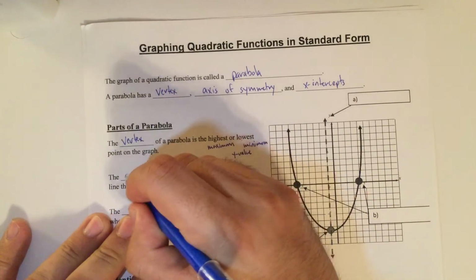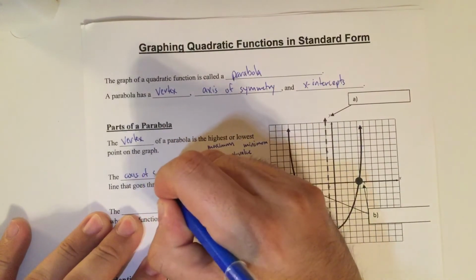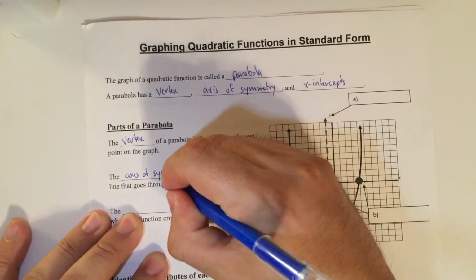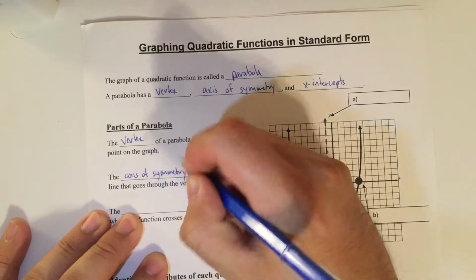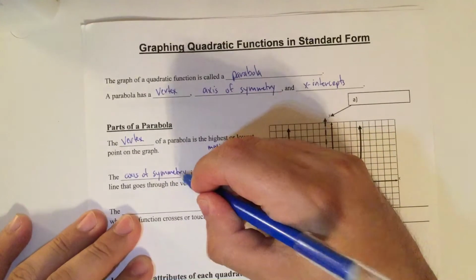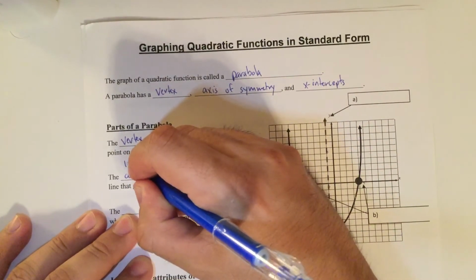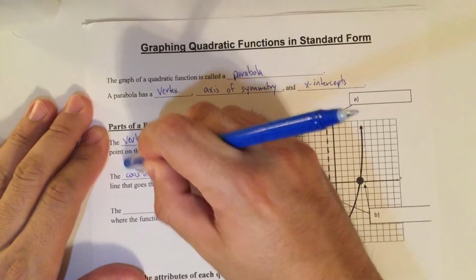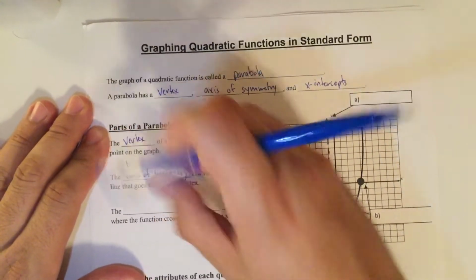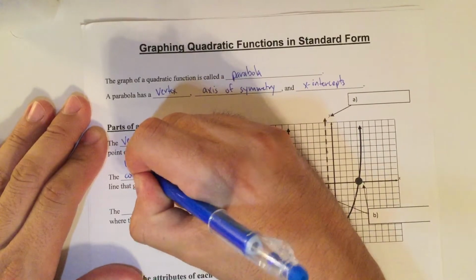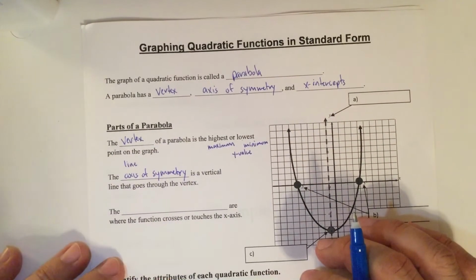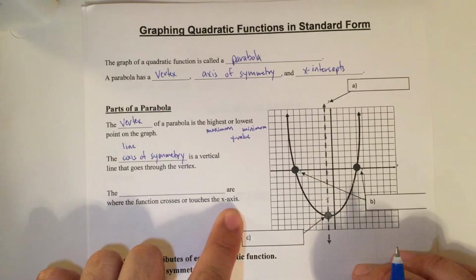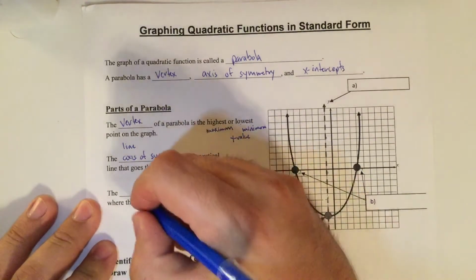The blank is a vertical line that goes through the vertex. We refer to that as the axis of symmetry, but you may also see that as the line of symmetry. Axis and line of symmetry, they usually use those interchangeably. The blank are where the function crosses or touches the x-axis. So that's going to be the x-intercepts.